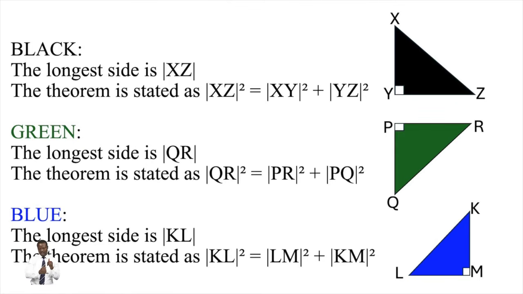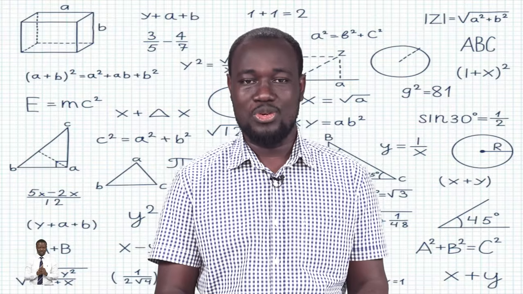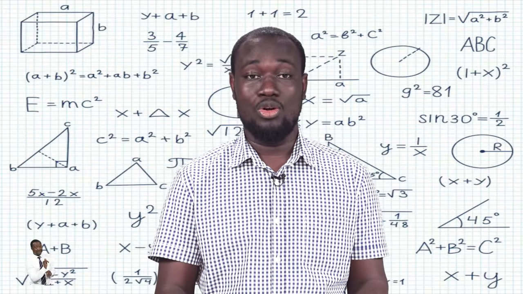Last but not the least is the blue triangle. The longest side is KL. And the Pythagorean theorem for that is KL squared is equal to LM squared plus KM squared. What was your score? I believe you had all correct.